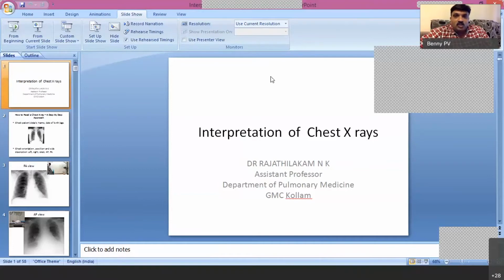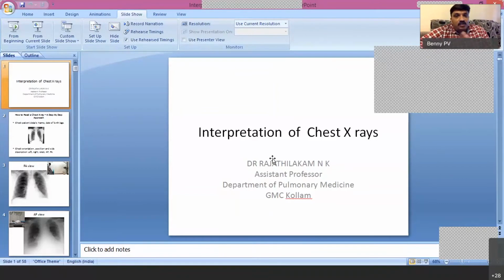The next topic is chest X-ray interpretation, which is being dealt with by Dr. Rajathilakam. She is a very close friend of mine, and she is an assistant professor in the Department of Pulmonary Medicine, Government Medical College, Kollam. She did her graduation from Medical College, Alappuzha, MD, DNB from Medical College, Kottayam, and also DM from Calicut Medical College.